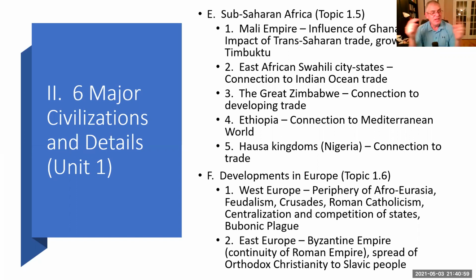So not only do we see competition between the states of West Europe, but we also see competition between the levels within West Europe, between the king and the nobility. And then finally, the arrival of the bubonic plague is going to create significant damage to West Europe, not just in human population dropping off, but in the decline of the urban cities initially.